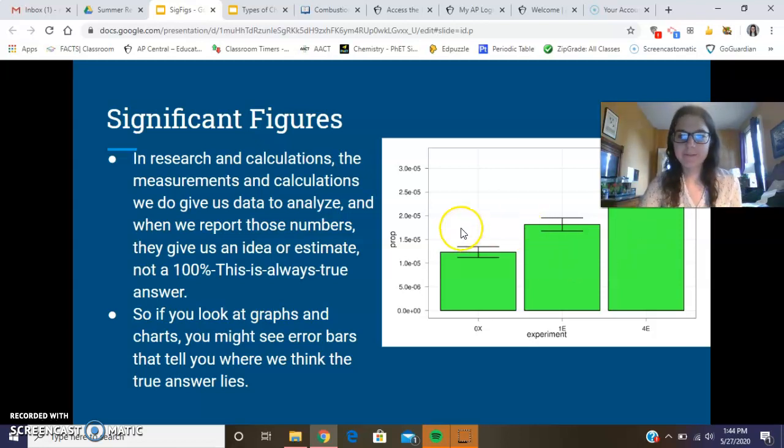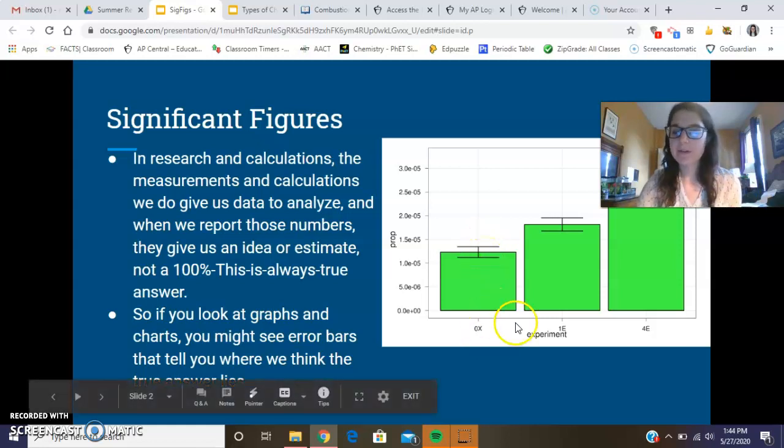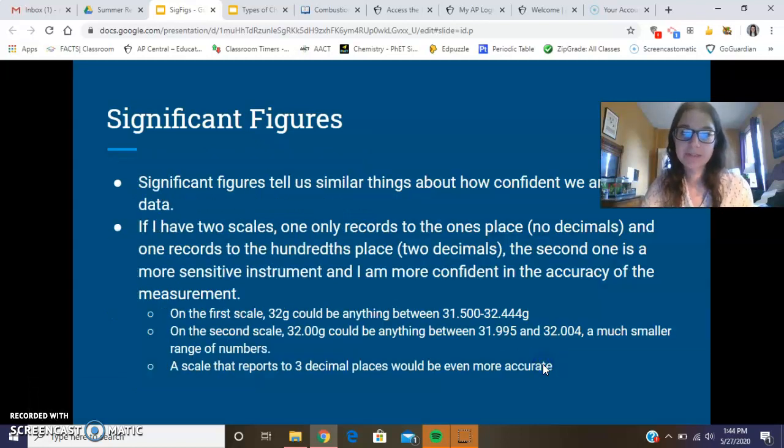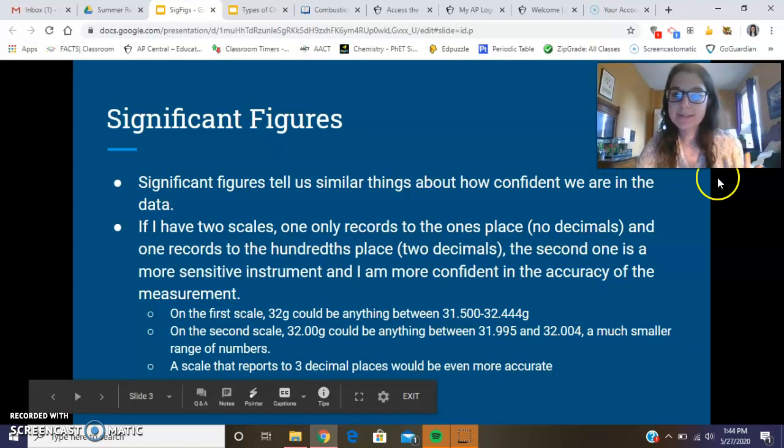So here in this graph, it's just an example I found on Google. There are these error bars, okay? So it's basically saying we calculated the top of this line here, but the true answer is likely between this top line and bottom line. So significant figures are related to that when it comes to measurement. It tells us basically how confident we are in the data.